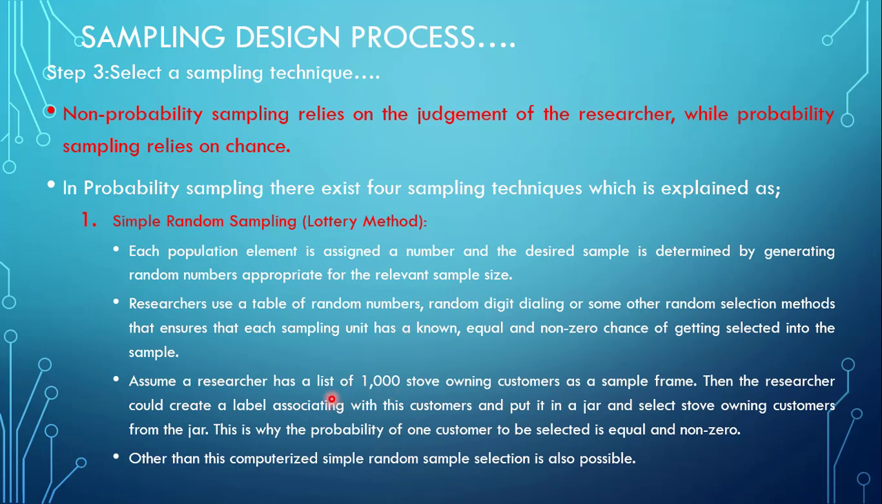So you have two ways. One is the manual way, and the other one is computerized. The same thing happens in the computerized way. You are going to feed the list into the computer, and the computer will randomly select from the list. Whoever is drawn, that customer will be selected to be included in the research. So this is simple random sampling.